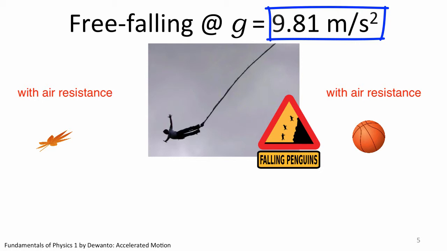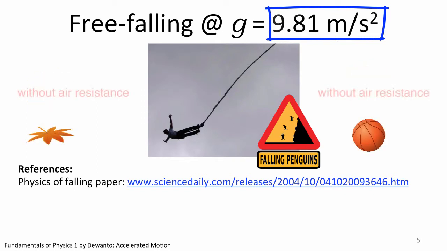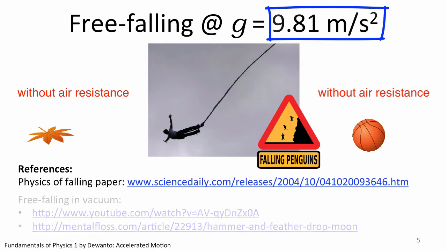For instance, check this out. But in the absence of air resistance, the ball and the paper are falling at the same rate of 9.81 meters per second squared. If they are released from the same height, they will follow exactly the same trajectory in time and reach the ground at the same time. Guaranteed. If you don't trust me, click on these links.